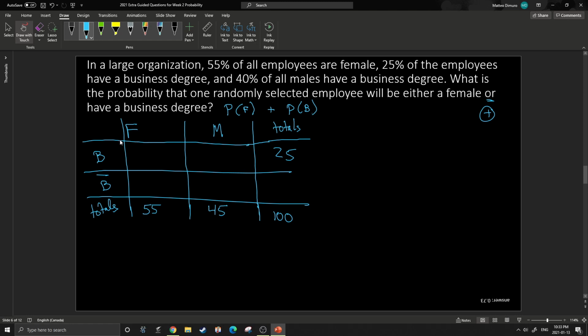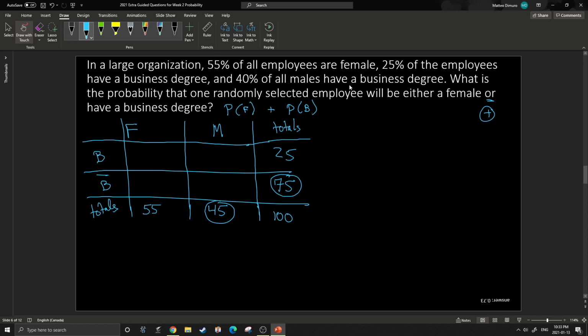Nice. Does that help me get anywhere just yet? Yes, it does. Because I know these totals have to add up to 100, so if 25% of the employees, so 25 out of the 100, have a business degree, that must mean this is 75. So this number was calculated, and this number was calculated. I'm just circling the numbers that we calculated outside of the question just for fun.